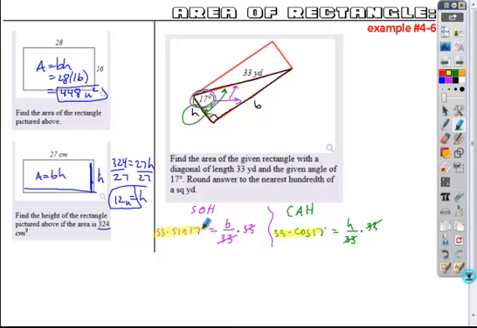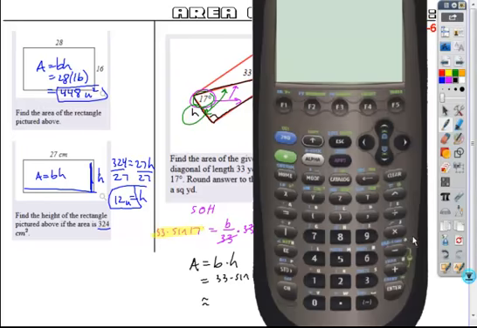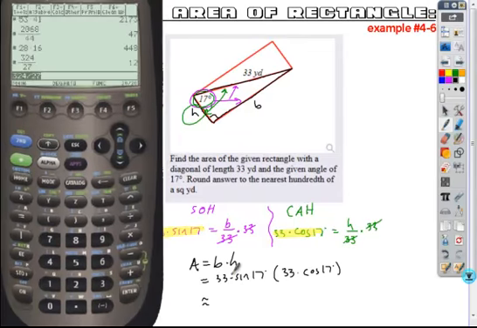and I have my base. So my area is just going to be the product of those two values. So area is base times height. If I plug in my base, which is 33 times the sine of 17 degrees, and I plug in my height, which is 33 times the cosine of 17 degrees, I can now get my calculated value and my total area. So 33 times the sine of 17 times another 33 times the cosine of 17.